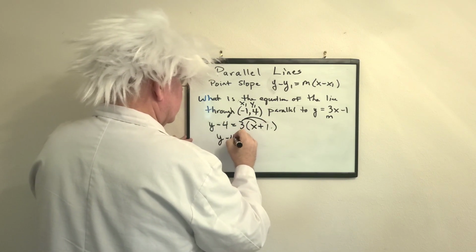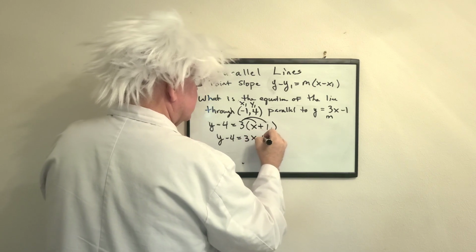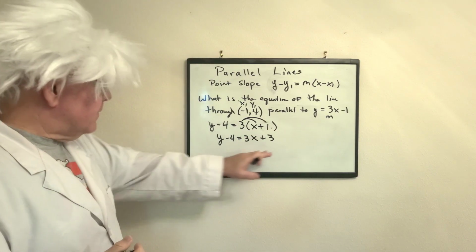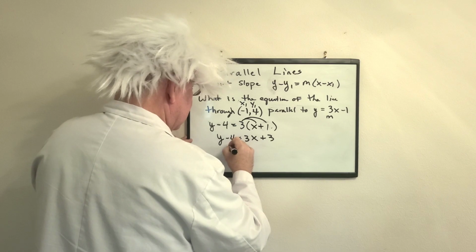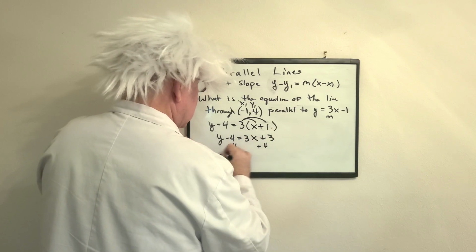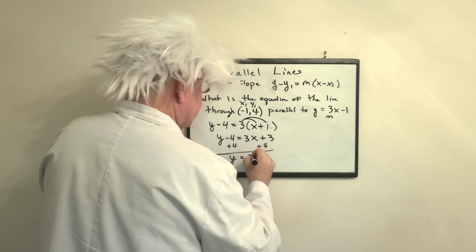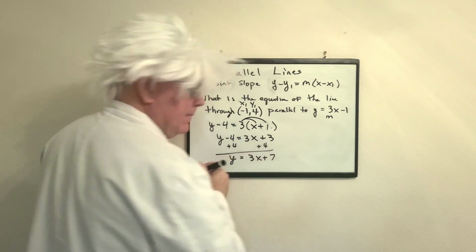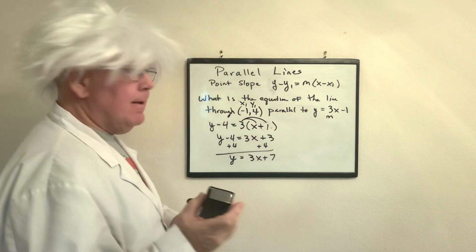y minus 4 equals 3x plus 3. We're going to move this over here by adding, and y equals 3x plus 7. Okay?